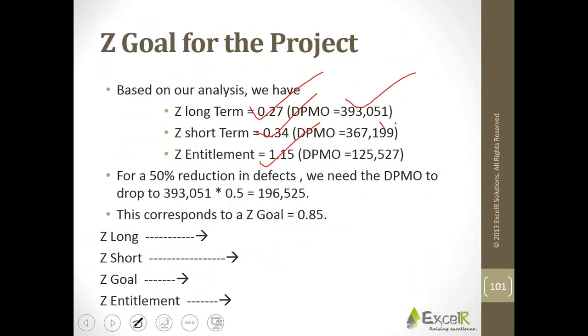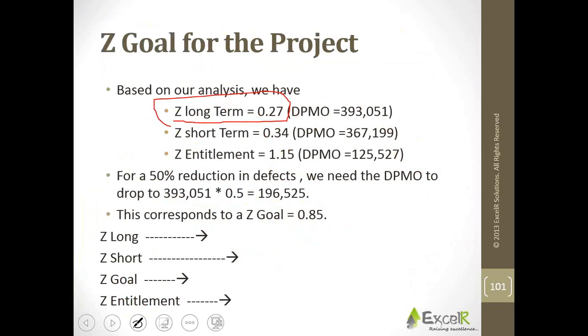And the corresponding DPMO values also we calculate. And for a 50% reduction in defects in a question, we need the DPMO to drop to this level. From this, 50% of that would be 196525. This corresponds to a Z goal of 0.85. So now when I actually discuss about how to find out these Z values and DPMO values from the table, then things will become clear for you. Okay, so let us for that case do this so that things are clear.